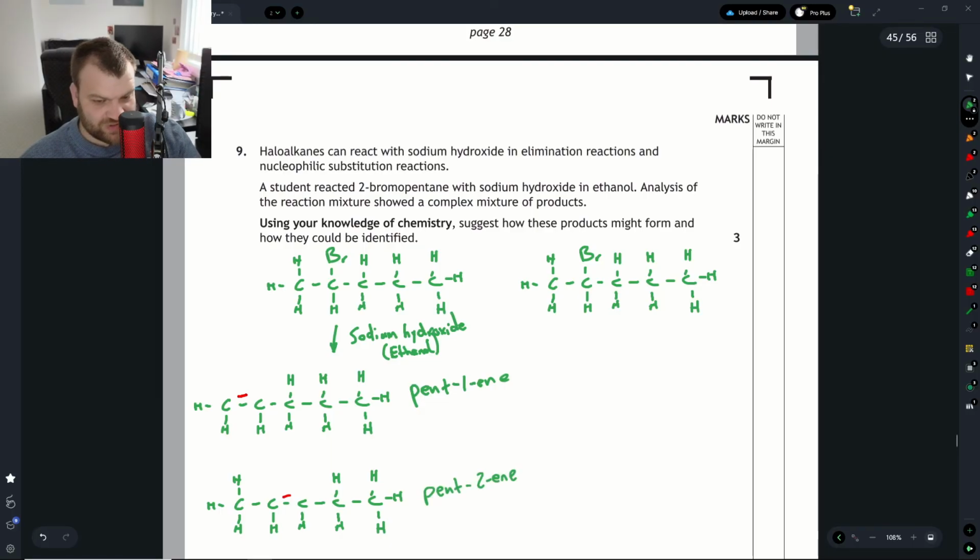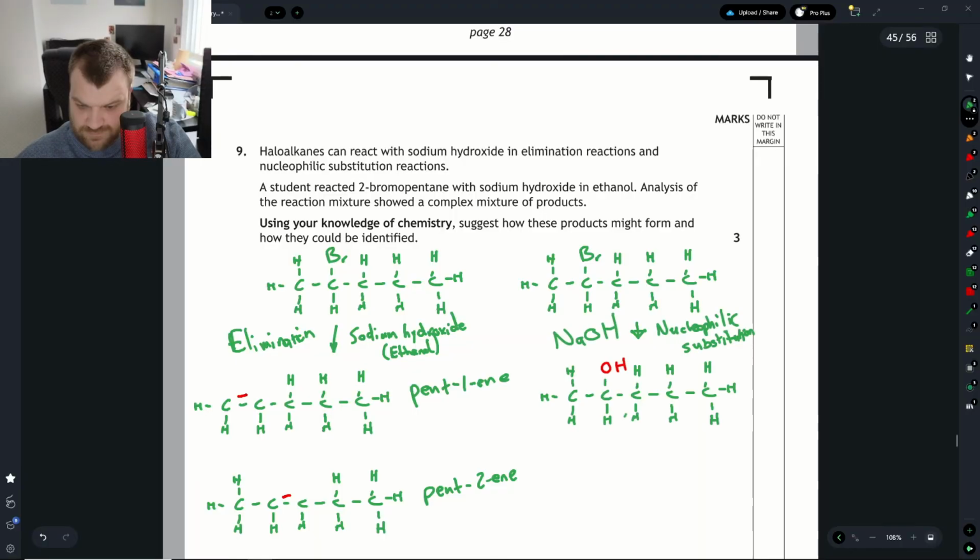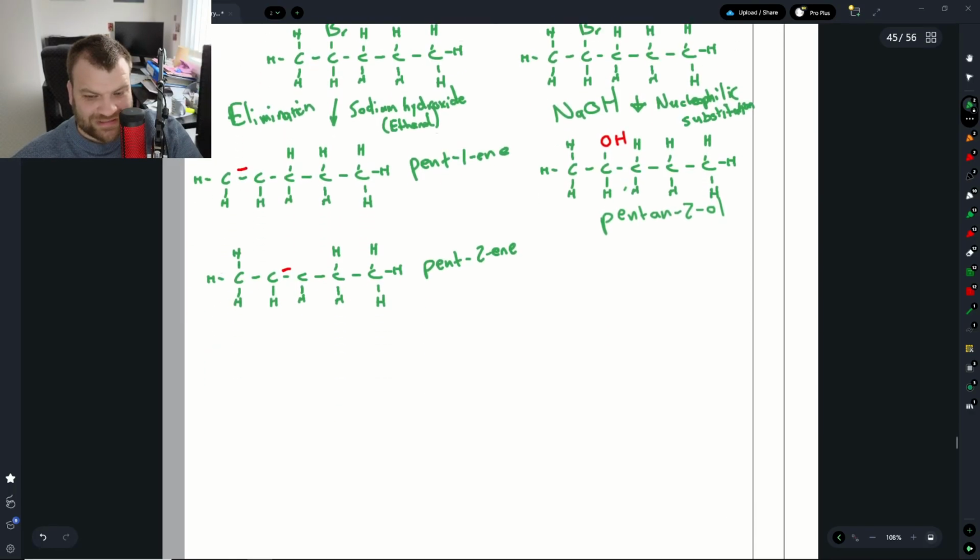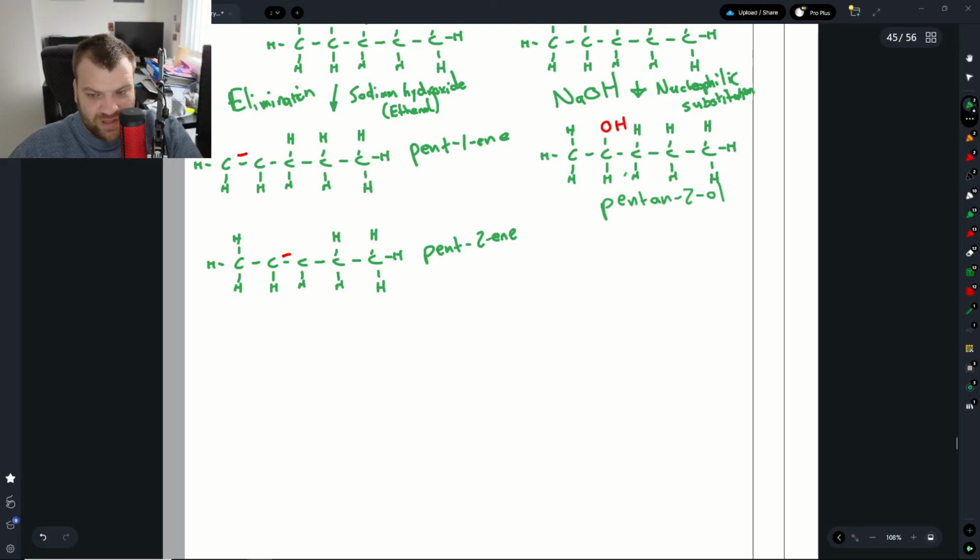The reaction conditions would be quite important. That is elimination. Next up we could talk about the nucleophilic substitution. We're using our sodium hydroxide. This would form an alcohol, which would be pentan-2-ol. We could kick off from there into talking about SN1 and SN2 reactions.